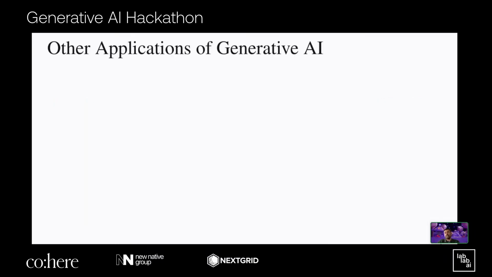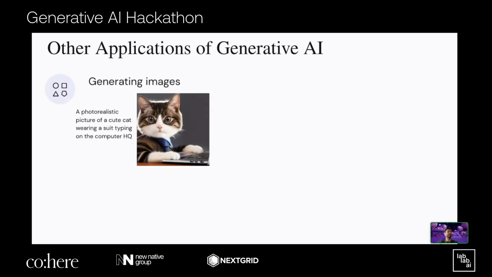So there are many other applications of AI. So here's where you can actually generate images with a prompt, right? So here's one, a photorealistic picture of a cute cat wearing a suit, typing on the computer, high quality. You can put anything and it's just gonna generate some amazing images. This image will make an appearance later in Sandra's talk.